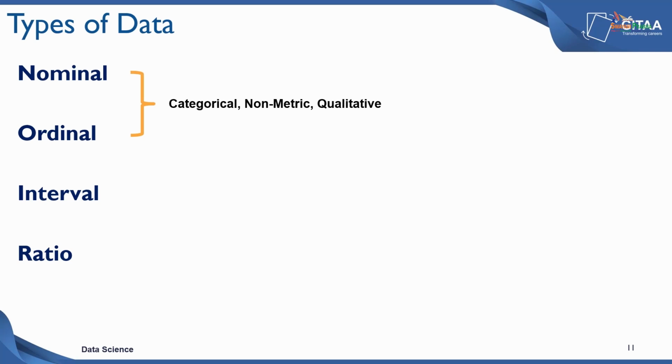We will look at what characteristics each of them has, but just before that, there are multiple terminologies that you will encounter in data science. The nominal and ordinal data are also called categorical data. They are also many times termed non-metric or qualitative data. The interval and ratio scale data are called continuous or metric or quantitative data. These are some of the other terminologies that you will encounter in the literature of data science.